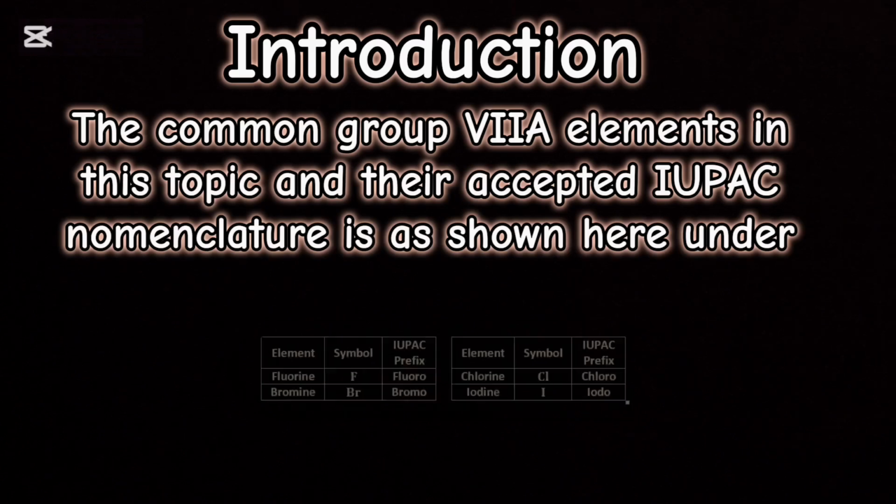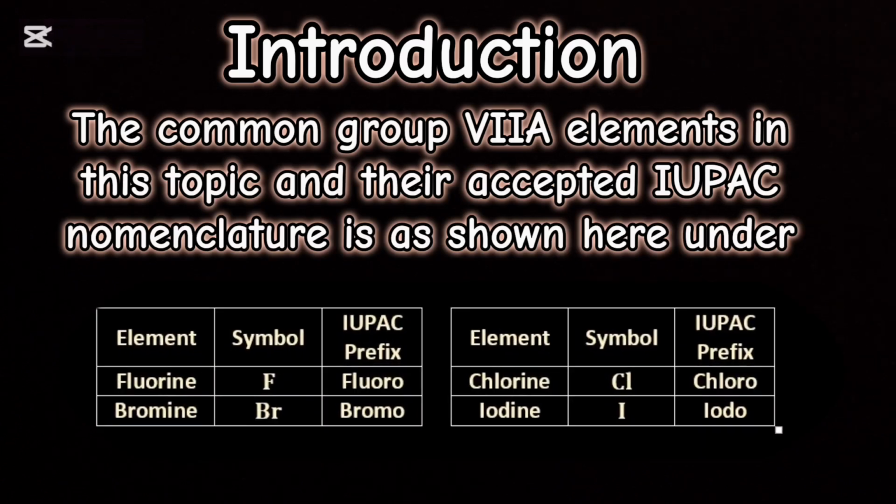As a matter of fact, the nomenclature of these group 7A elements is as displayed in the table there. The element fluorine will be named as fluoro. The element bromine will be named as bromo. The element chlorine will be named as chloro. And the element iodine will be named as iodo.